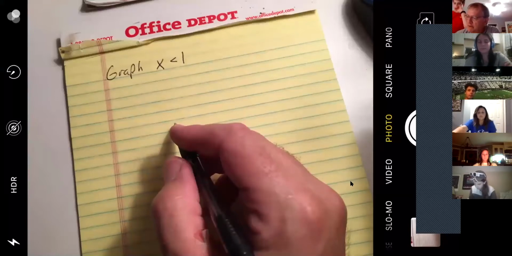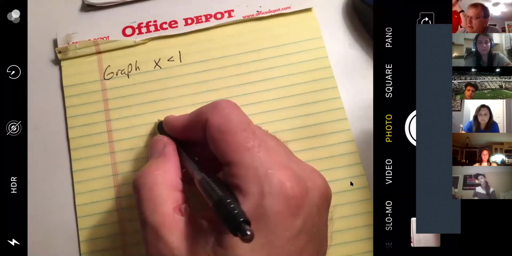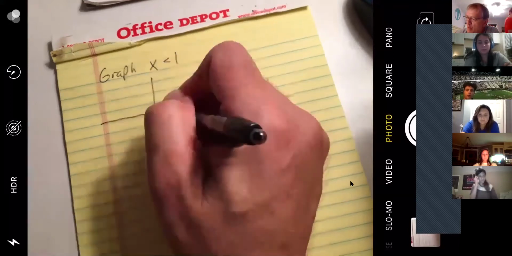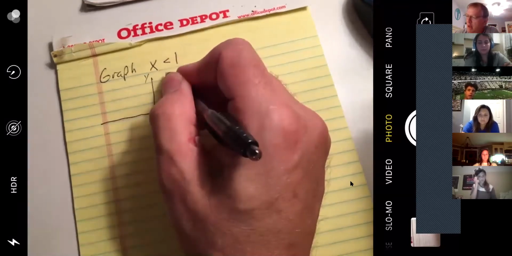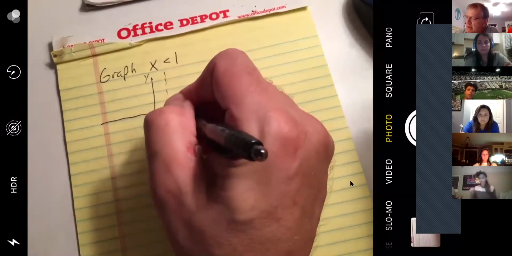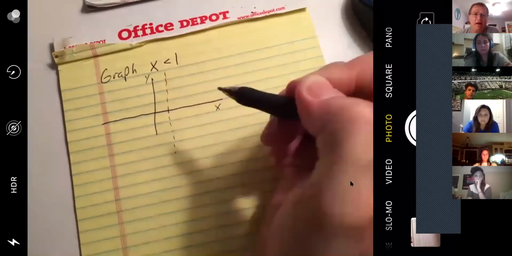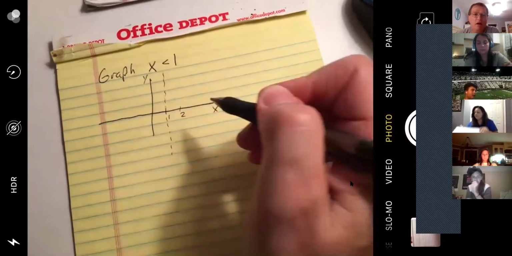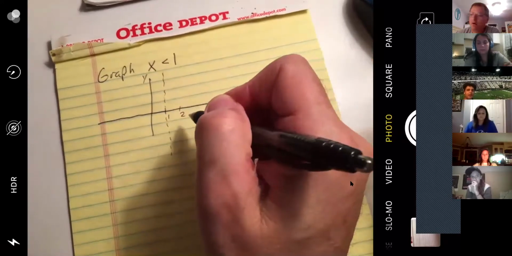Let me draw the next. You still do the 1. Here's the y-axis. But without the or equal, points on the line don't work. So it's dashed. Here's 1, here's 2.